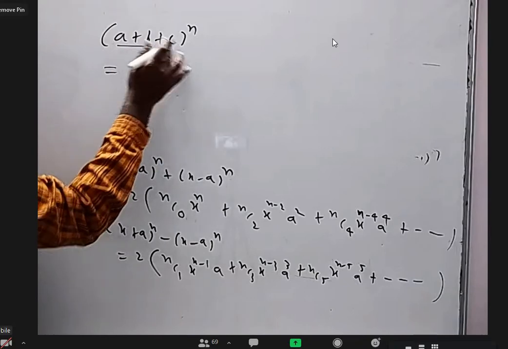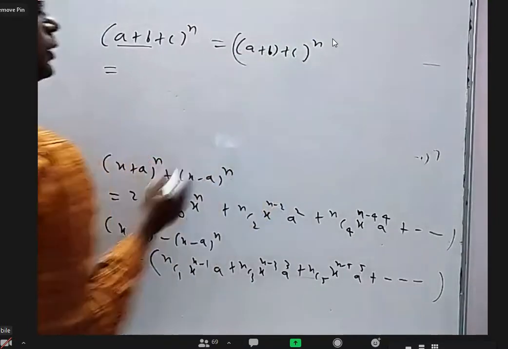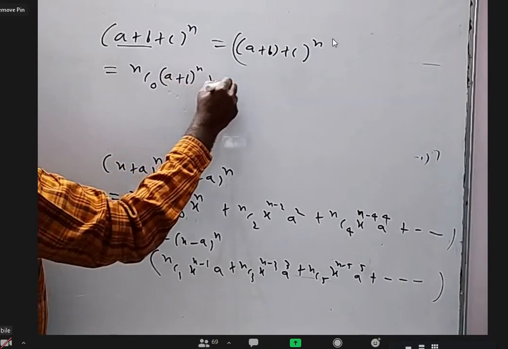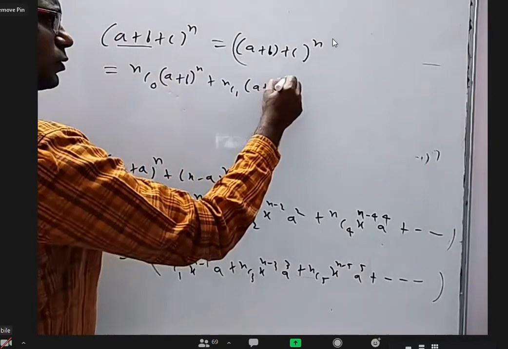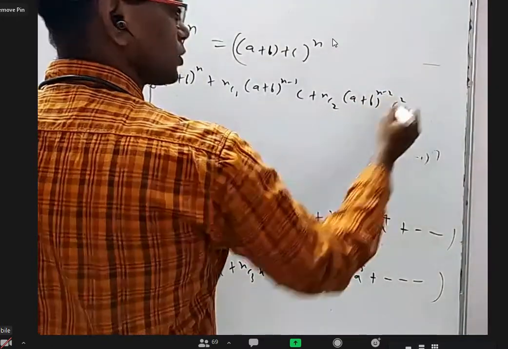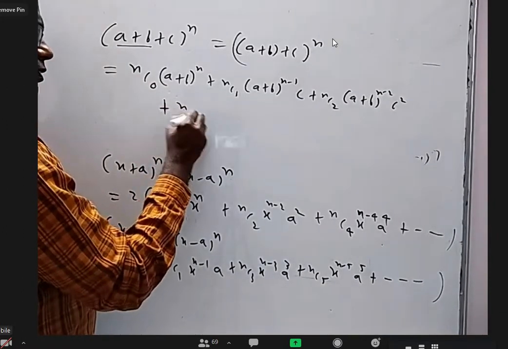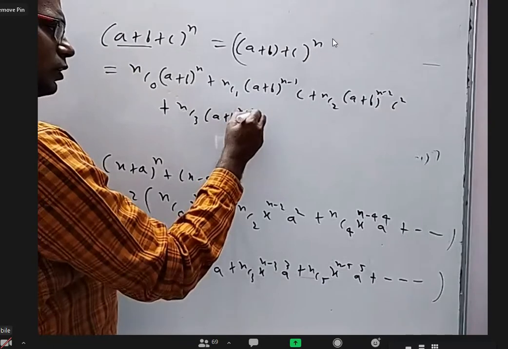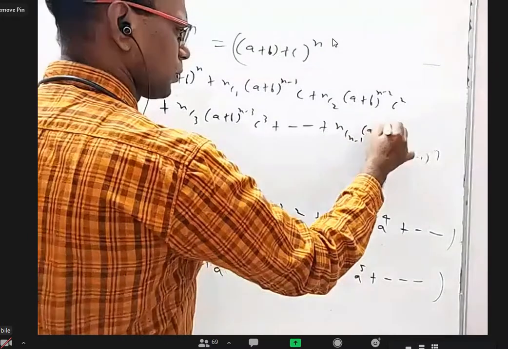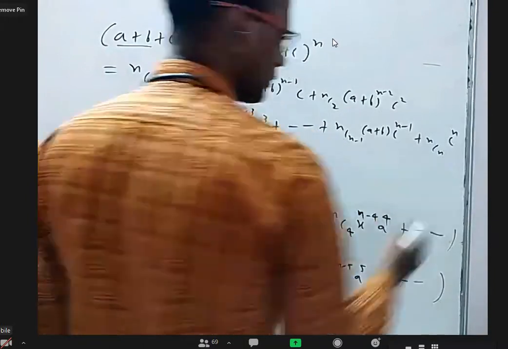You take this as one thing and this separate. You can write it as ((a + b) + c) whole power n. And now expand by binomial theorem. You will get nC0 (a + b)^n + nC1 (a + b)^(n-1) c + nC2 (a + b)^(n-2) c^2 + nC3 (a + b)^(n-3) c^3, and so on, nC(n-1) (a + b) c^(n-1), and at the last nCn c^n.